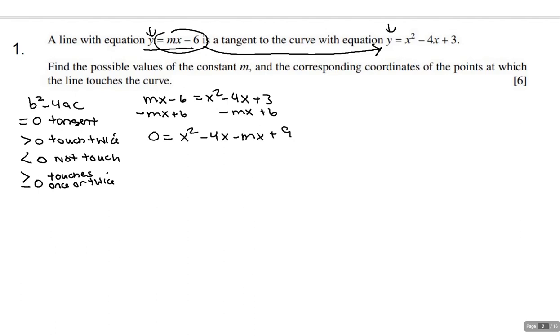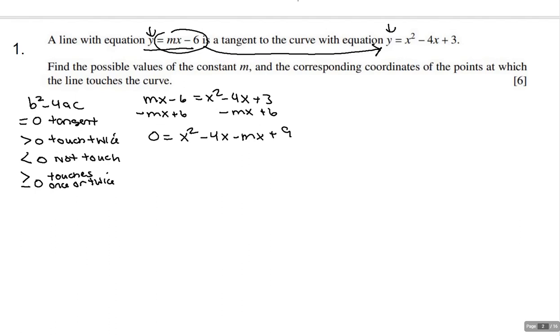Now, this is what throws people a little bit sometimes, and what's really important to remember is that we're talking about the discriminant, because clearly at this point, hopefully you can see, there's no way for us to solve this, okay? Because I've got two variables. I've got an x and an m. And so there's no way for me to solve it the way it stands right now.